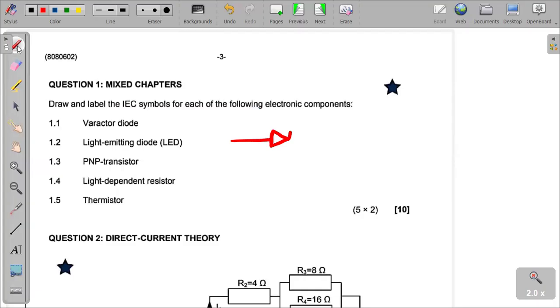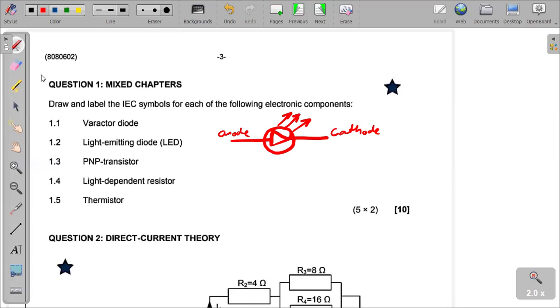This is how it's going to look. It must emit light. These arrows indicate the emission of light. So indicate the anode. As a matter of fact, even on the varactor diode it was also okay to indicate the anode as well as the cathode. There is our light emitting diode symbol.